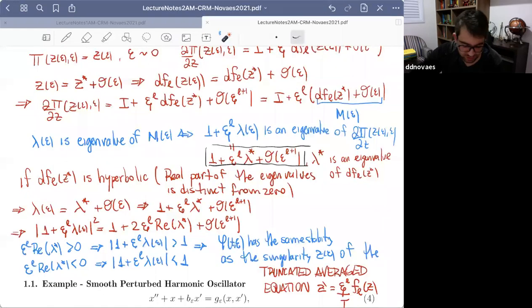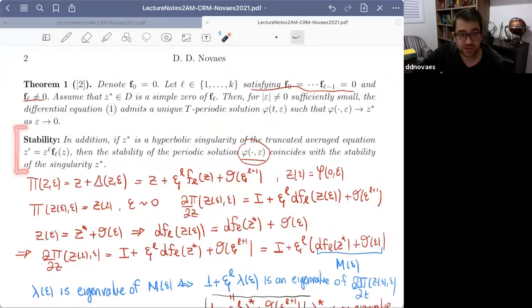Okay, so this is what I am stating here, and it's also always true when Z is a hyperbolic singularity of the truncated averaged equation. Then we can also study the stability of the periodic solutions in terms of the displacement function. And the averaging method also provides information, under some suitable hypotheses, about the stability of the periodic solution.